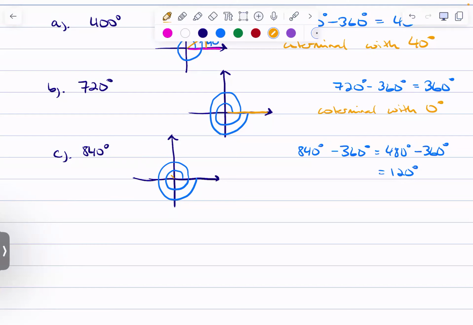And so somewhere in here, I'm not going to be too picky about it, but let's see. Let's take away 9, something like that. Looks good. Oops, wrong color. Pink. So it's coterminal with 120 degrees.